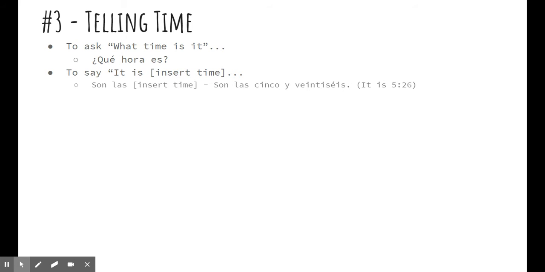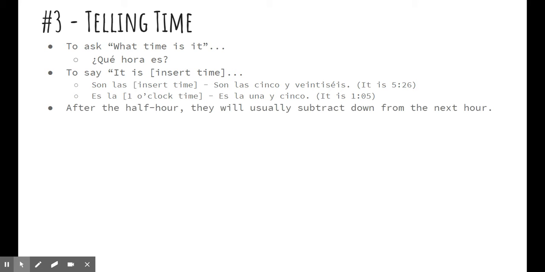So telling time, to ask what time is it, you're going to use the question ¿Qué hora es? And then to say it is, to either answer that question or just to state the time, you'd use son las and insert the time, like son las 5:26, or es la, and then the 1 o'clock time. Es la 1:05. It is 1:05. After the half hour, they will usually subtract down from the next hour. So son las 9 menos 10 is 8:50, or it is 10 to 9, or literally it is 9 minus 10.